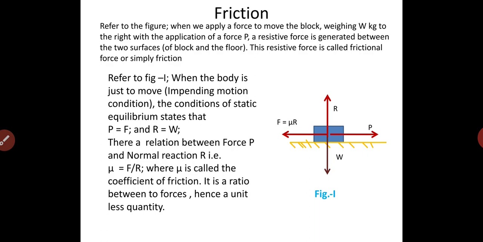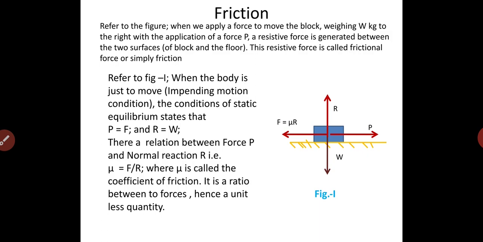When we apply a force P to move a block of weight W kept on a rough surface to the right, a resistive force is generated between the two surfaces, block and floor. This resistive force is called friction force, or simply friction. When the body is just about to move, that is the impending condition of motion, the conditions of static equilibrium give P equals F and R equals W. R is the reaction, W is the weight, P is the applied force horizontally along the ground, and mu is the coefficient of friction. F upon R equals mu, where mu is called the coefficient of friction.